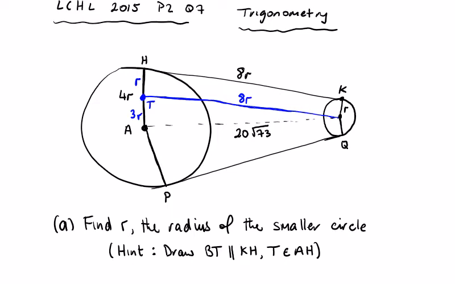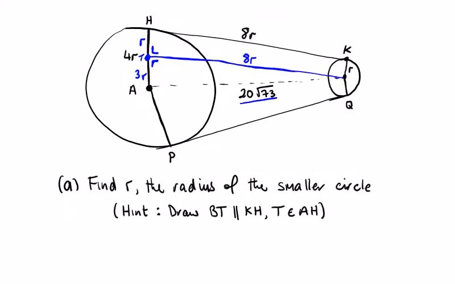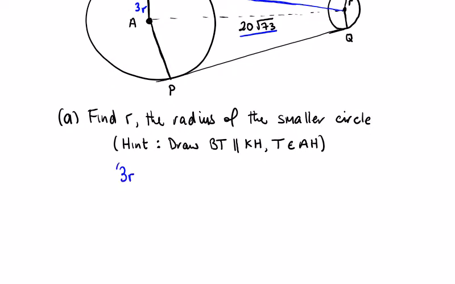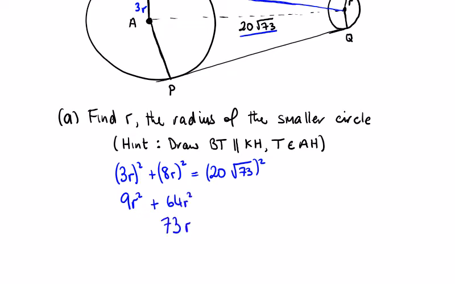We have the 3r that I put on, and we have this 20 root 73. And this is going to be a right angle triangle here. So both of these are right angles. Where the T is, I'll just move the T, put it here. So this is a right angle. So we have a right angle triangle where the hypotenuse is 20 root 73. So we can say 3r squared plus 8r squared is equal to 20 root 73 squared. 3r squared is 9r squared plus 64r squared. That's going to give me 73. Okay, we have a 73 on both sides.